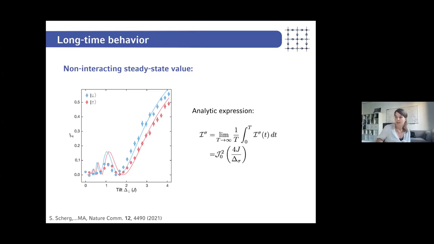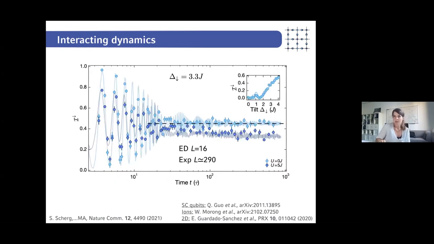Now we can actually calculate the steady state value also analytically. It just follows a simple Bessel form, and the solid lines are the analytic prediction. This works very well for large values of the tilt. For small values of the tilt, we see some deviations, which may be due to the presence of the harmonic confinement. So now what happens if we add interactions?